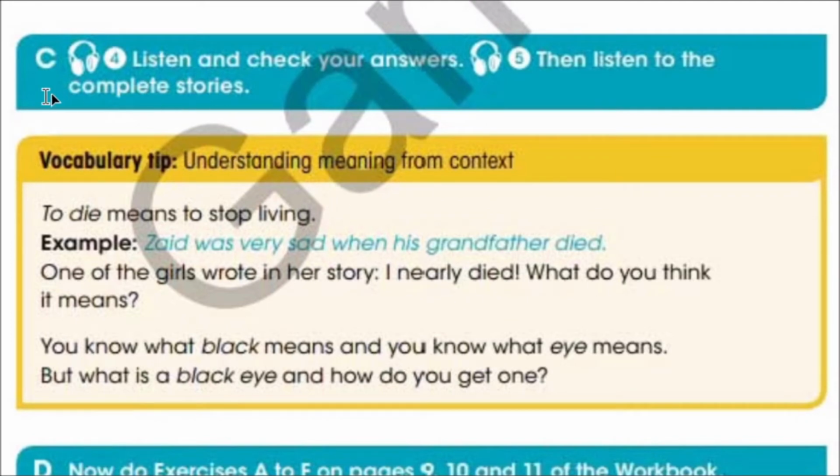Question C. Listen and check your answers. Then listen to the complete stories. This question is about the stories that we fixed. You can listen to them, or you can go to the page in the back of the book and read them.